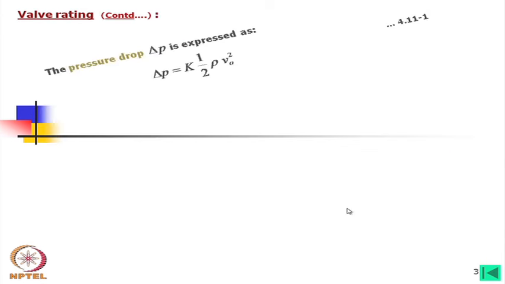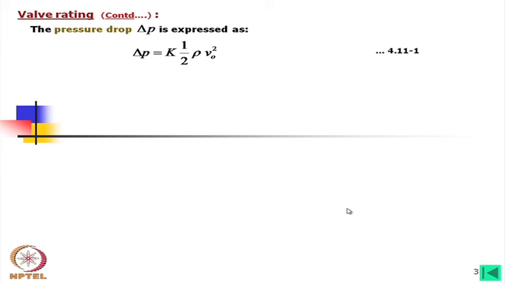Now, the formula is used. Del P is equal to K into half rho V0 square, where K is the valve rating that I have mentioned, rho we already know, and V0 is the velocity.